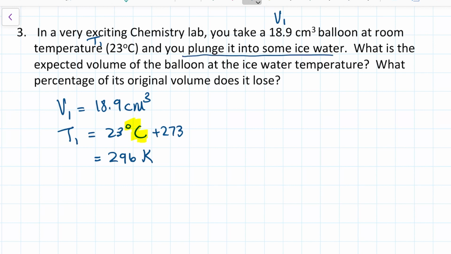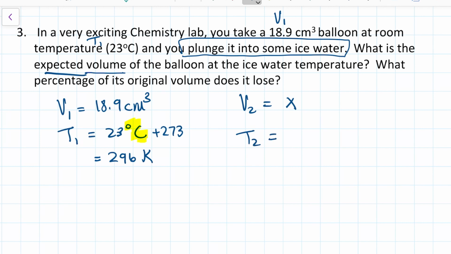Now it says you plunge it into some ice water. What is the expected volume of the balloon at the ice water temperature? And what percentage of its original volume does it lose? Okay, so they want a V2. That's going to be my X. But what on earth am I going to put for my T2?